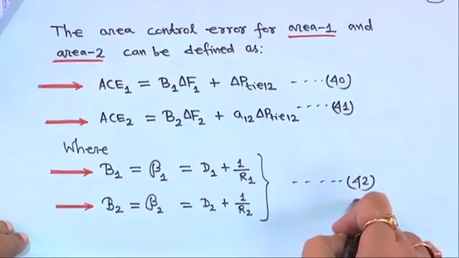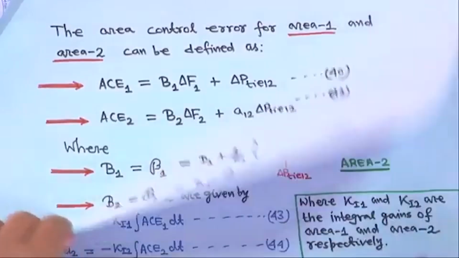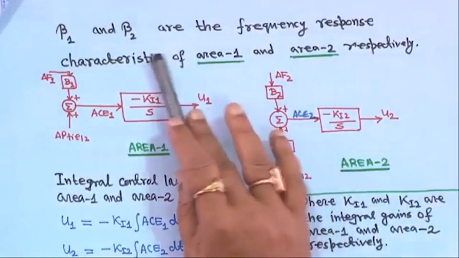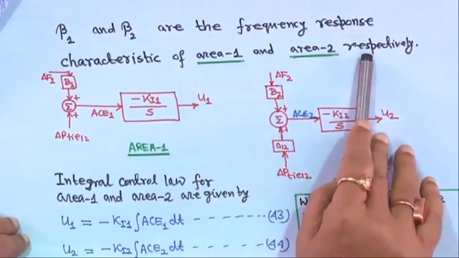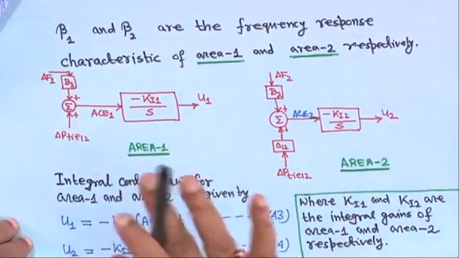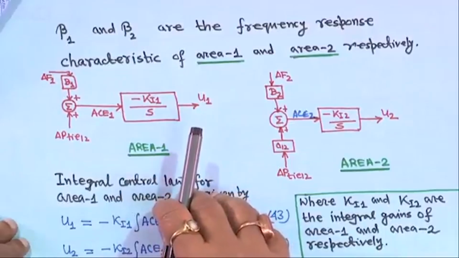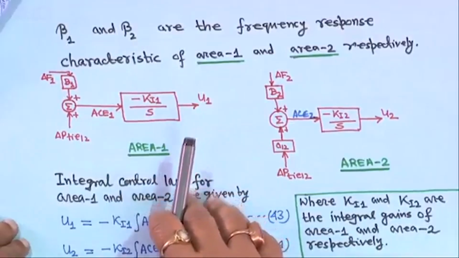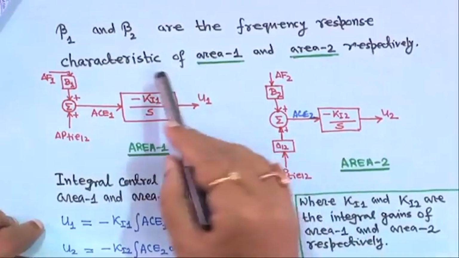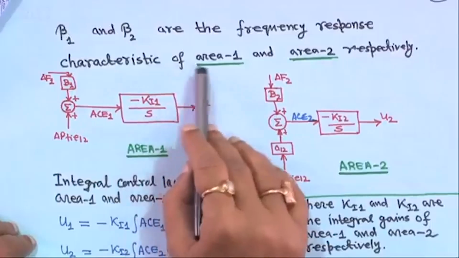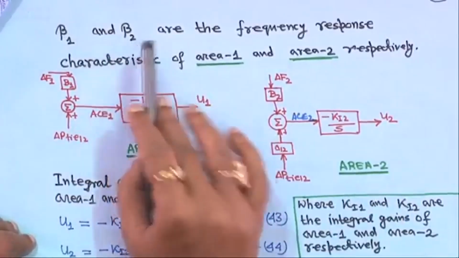This is equation 42. So, this is actually the B1 and B2 value. Now, beta 1 and beta 2 are the frequency response characteristics of area 1 and area 2 respectively. This we have seen in general: the steady state error is minus delta PL upon D plus 1 upon R. So, beta is equal to D plus 1 upon R, which is called the area frequency response characteristic. This is for area 1 and area 2, that is why we have taken beta 1 and beta 2.